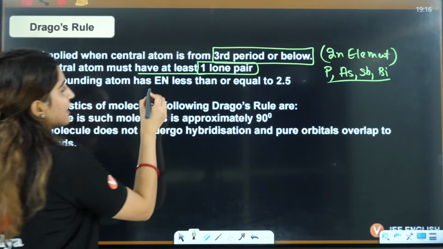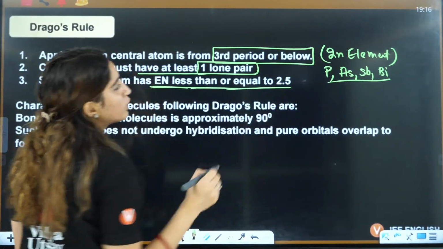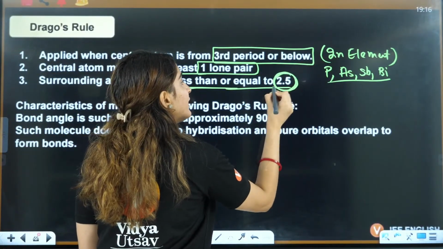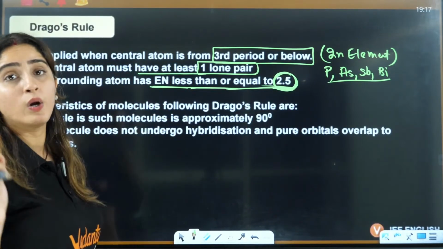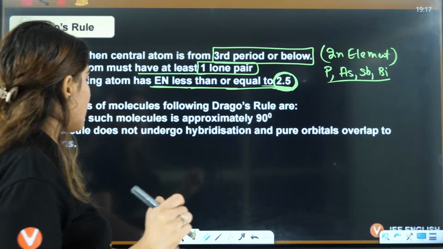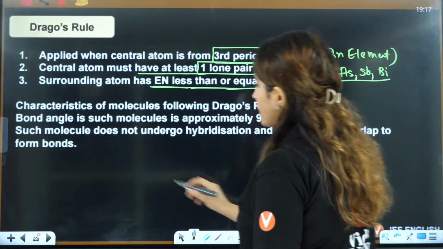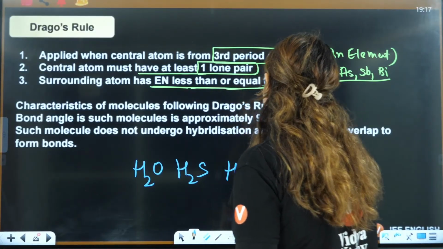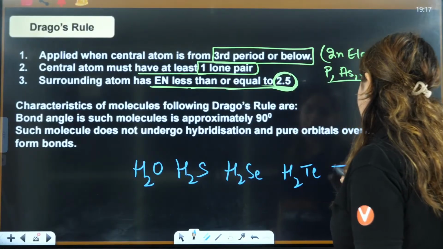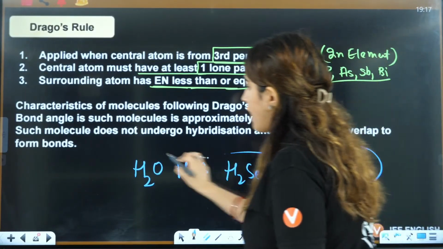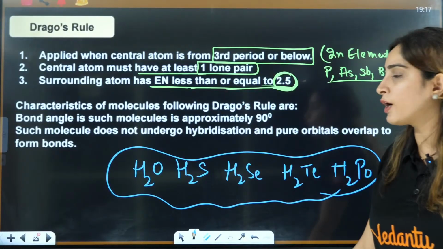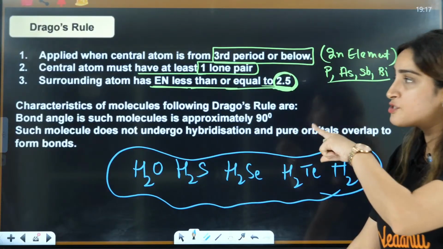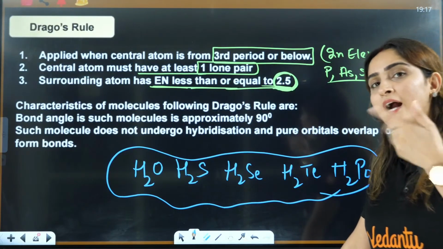The third condition is that the surrounding atom should have electronegativity less than or equal to 2.5. Now, do you remember H2S, H2Se, H2Te, H2Po? Why were we not applying Drago's rule here, and why did I calculate the hybridization? Because there are conditions to apply Drago's rule. You just can't apply it everywhere.